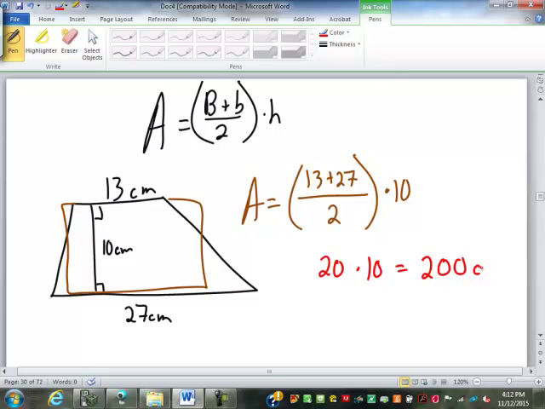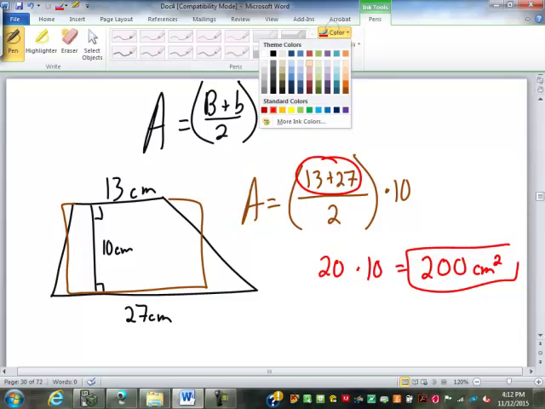centimeters squared. Okay, so when you punch in your calculator, 13 plus 27, hit equals. Now divide by 2. Gives you 20, right? Now that times 10 gives you the 200 centimeters squared.